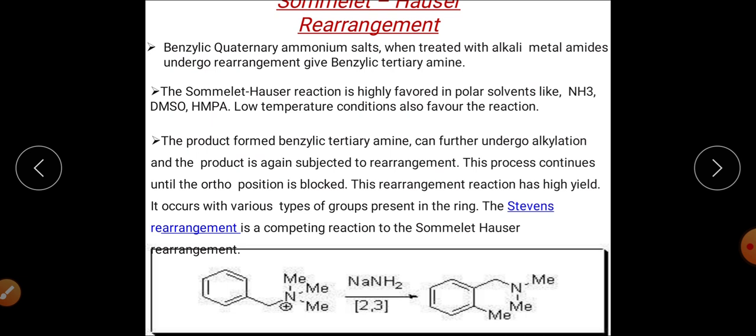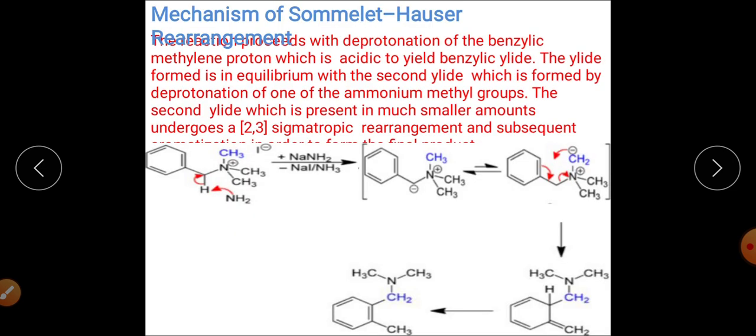So this reaction will continue up to the time when all the ortho positions are being blocked by the group. Now, when we talk about the mechanism of this reaction, the mechanism will proceed with the formation of the halide, as the reaction is taking place in presence of base.